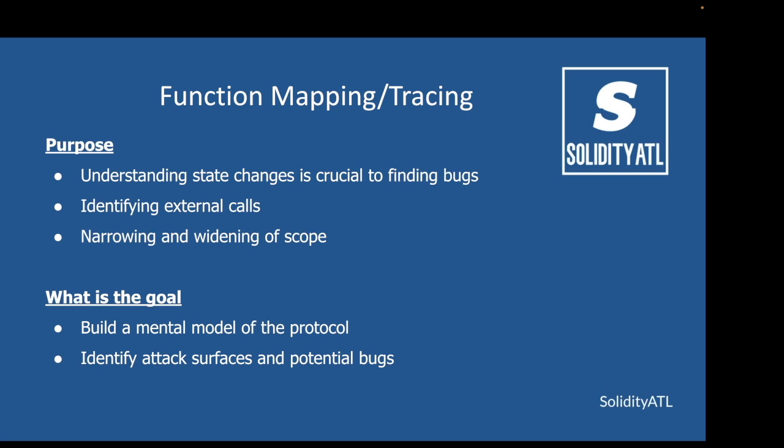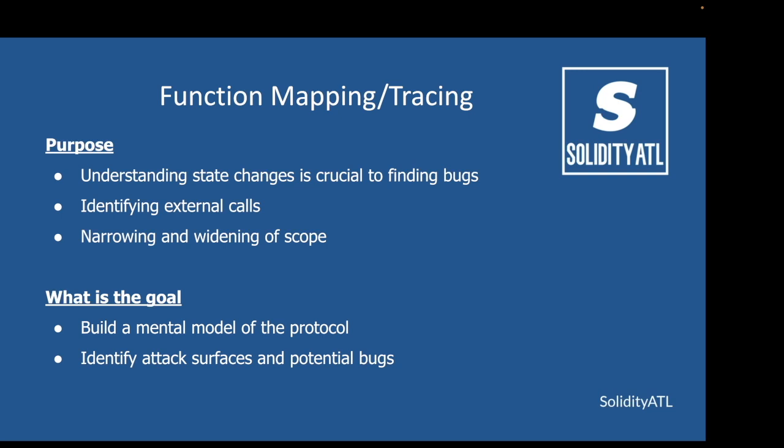But a lot of protocols will have multiple smart contracts that interact with each other. And so the purpose of function mapping and tracing is to have a clear understanding of, given this input into this function, here is how the program will execute, whether it be making external function calls and continuing to go through the trace there, or staying within the same contract and changing a bunch of state.